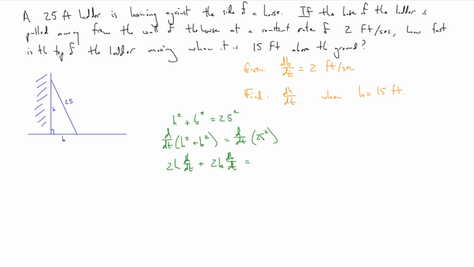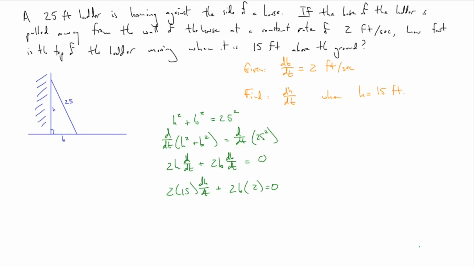On the right, you have to be a little bit careful. 25 squared is not a function of time, or I guess if it's a function of time, it's a constant function of time, and the derivative of a constant is 0. We can now plug in the things we know. We know that h is 15.